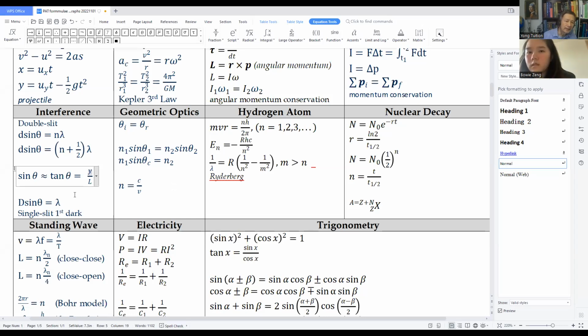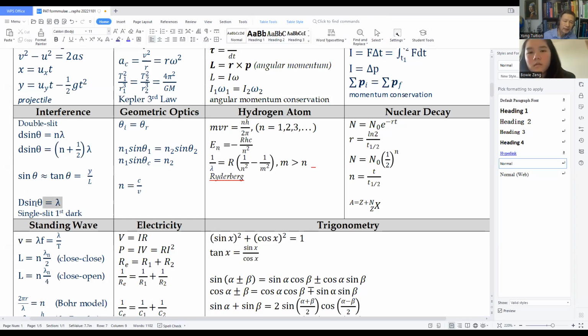Okay, the bottom one. These formulas they use several times. That is a condition to find the first dark ring. This is for the single slit or hole experiment. What does the n mean? n is the integer, from 0, you put a number here. So it's the number of the dark band.